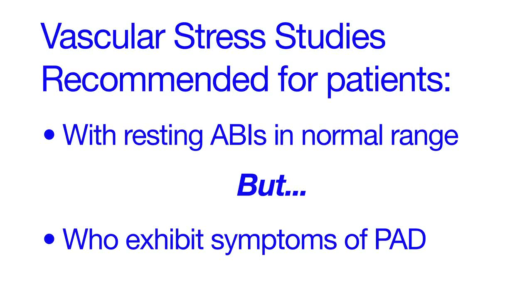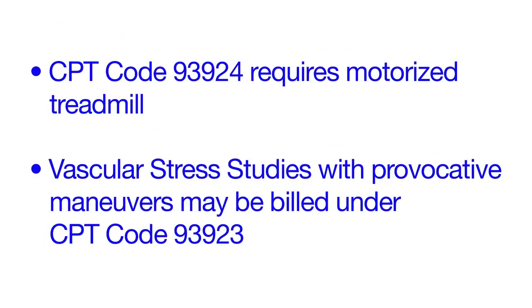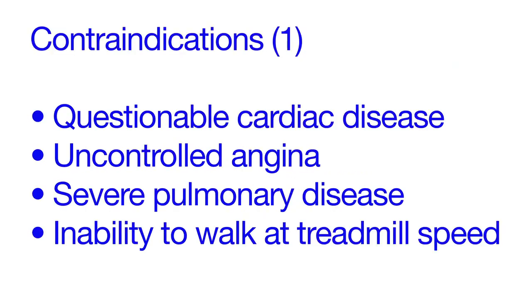It is recommended for patients with resting ABIs in the normal range of 0.91 to 1.39, but who exhibit symptoms of PAD. Compliance with CPT code 93924 requires a motorized treadmill exercise. The test fundamentally involves taking the ABI at rest, exercising the patient on a treadmill for 5 minutes or until pain precludes continuing, then quickly laying the patient down again, taking the ABI again, and at periodic intervals until the ABI has returned to the beginning value.